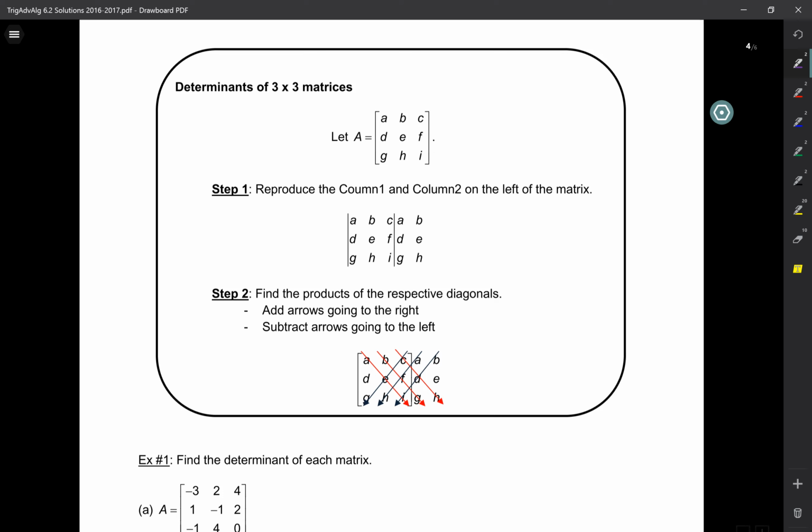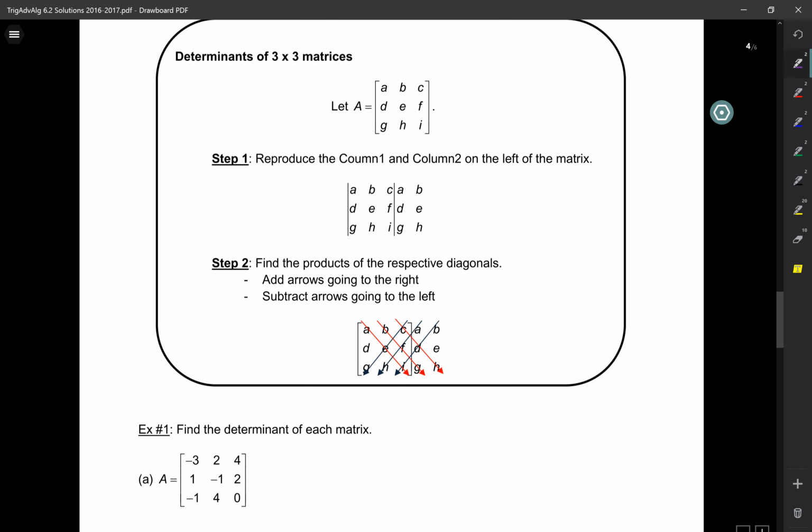Okay, so here we have a matrix A, and you have 3 rows and 3 columns. To find the determinant, you do this. You reproduce column 1 and column 2 on the left of the matrix. So you see column 1 here is ADG. You rewrite ADG here. And BEH, you put BEH here. Okay? Now, just the first and second columns. Only the first and the second columns.